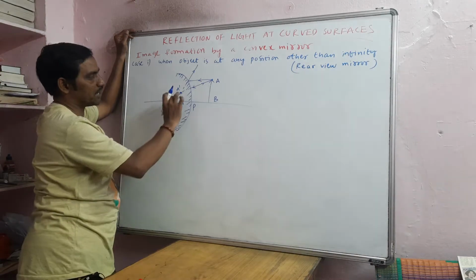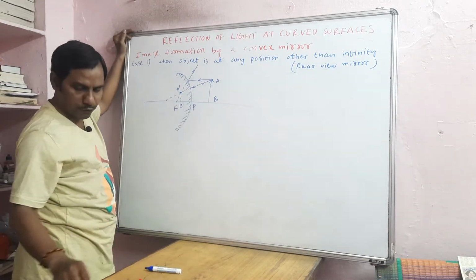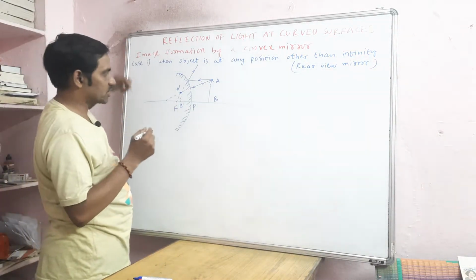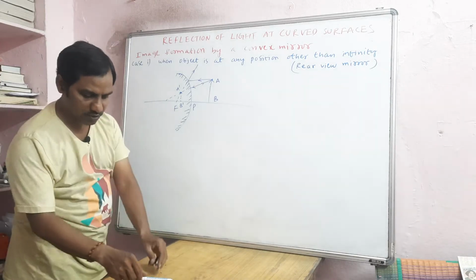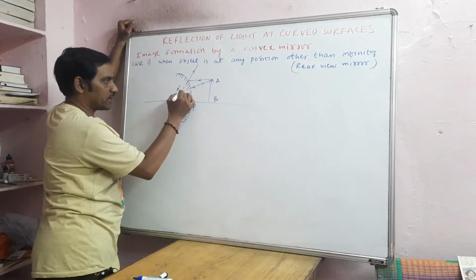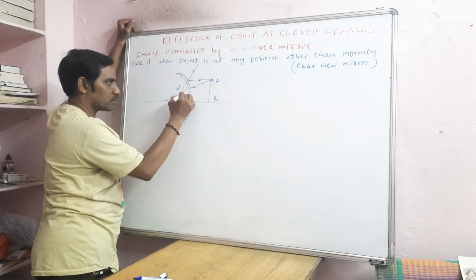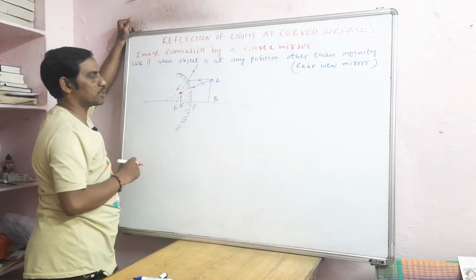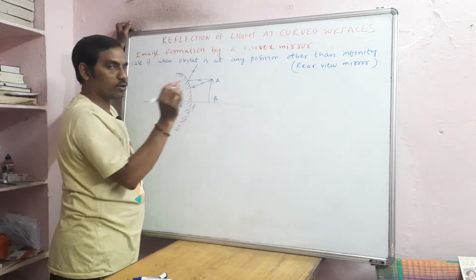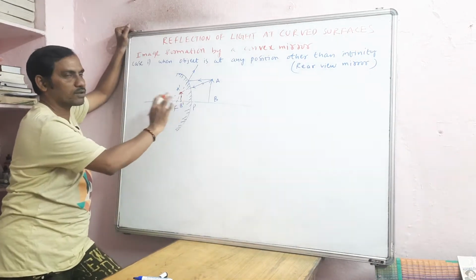This A dash B dash is the image. If you want, I will draw A dash B dash with a red pen so that you will understand better. So here is A dash B dash, with the red marker. Here you have to keep the dotted lines path, because the image formed is virtual and erect.